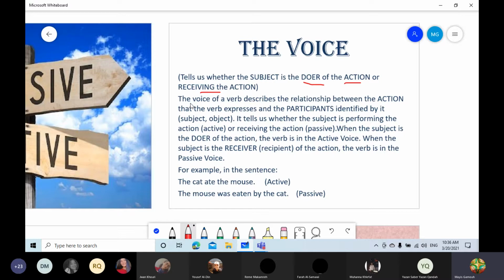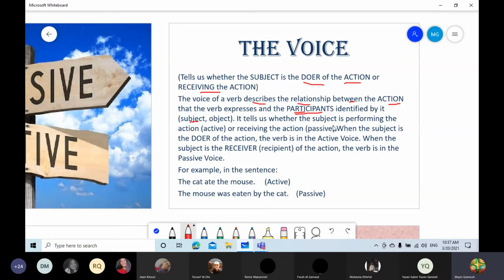Okay, let's continue our definition in here. The voice of the verb describes the relationship. So here we have a relationship. What is this relationship? Between what and what? It is between the action that the verb expresses, as we said, and the participants identified by it, which are the subject and the object. So we have the subject of the sentence, the action, which is the verb, and the object. And the voice describes this relationship between the subject, the action, and the object.